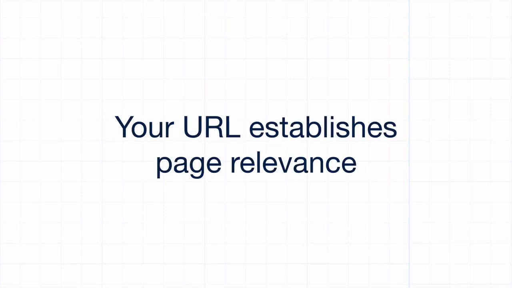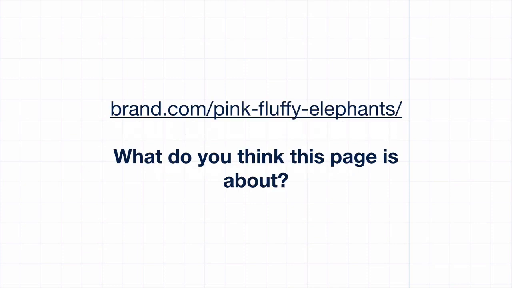Your URL establishes page relevance. Not only does the domain matter, so you can have EMDs, which increase the relevance, and a brand domain, which decreases it. Not only does it matter there, it also matters with the URL. For example, if you have a website like brand.com/pink fluffy elephants, what do you think this page is about? Obviously it's about pink fluffy elephants because it's in the URL.